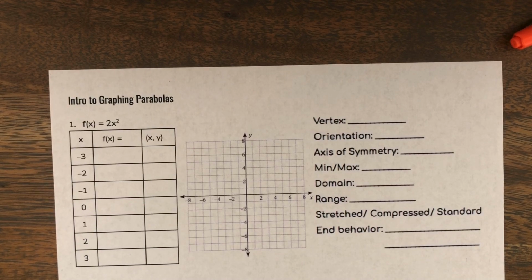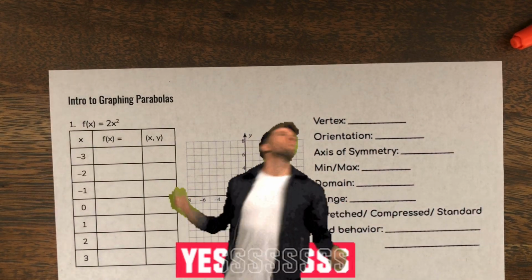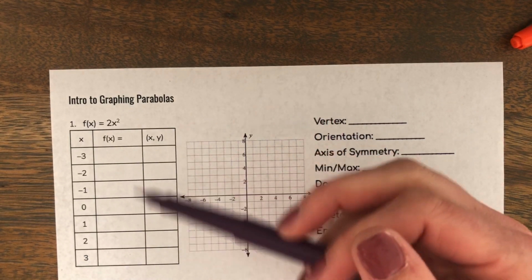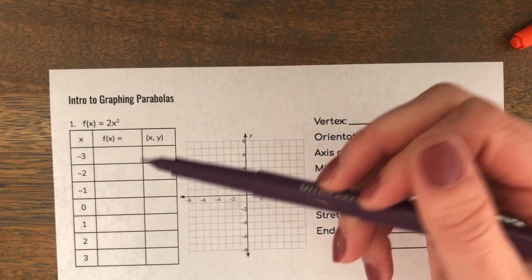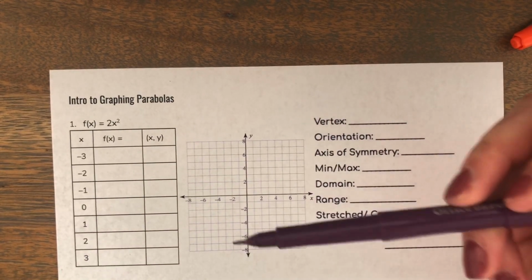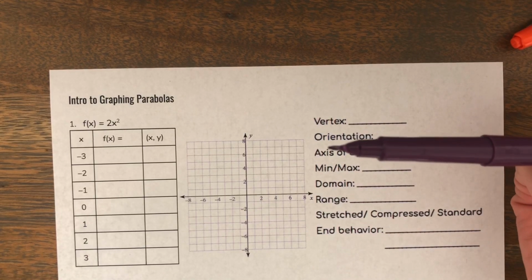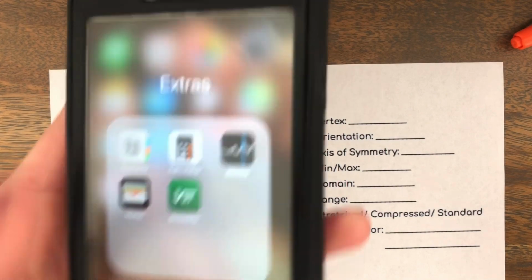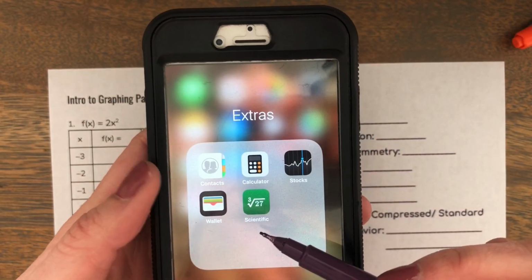So after going over all the vocab, now I'm going to show you how to graph parabolas. When you're graphing them, you're going to have to fill out a table of values, which is something you guys should know how to do. So it's nice with these to have a scientific calculator. If you have one at home, great. But if not, I put on the agenda an app you guys can download.